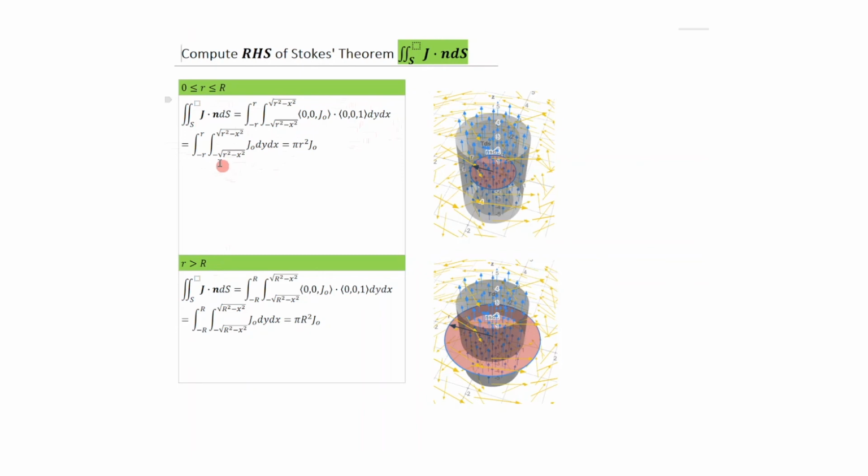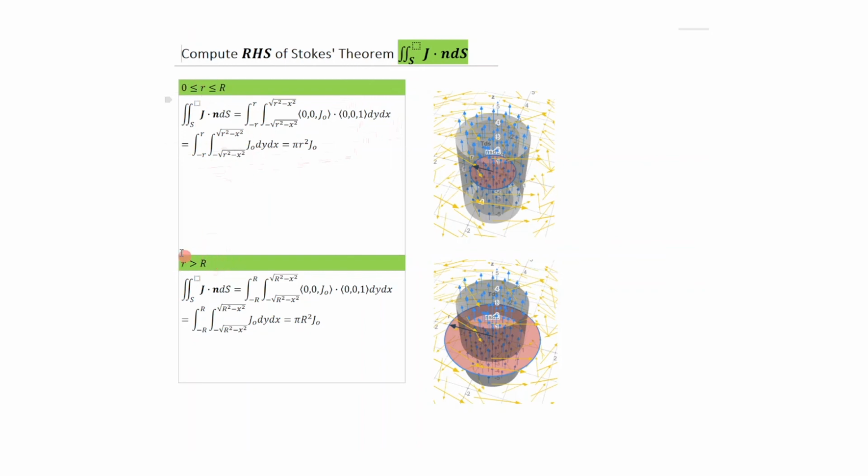The lower bound is minus the square root of R squared minus x squared, with values between R and minus R. Here, little r is a free parameter, valid up to r equals capital R. We have written it out in this fashion. If you integrate this, it's just pi r squared J naught. So this is what the right-hand side would be for this region.